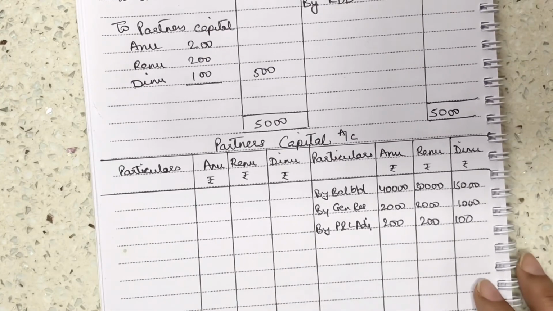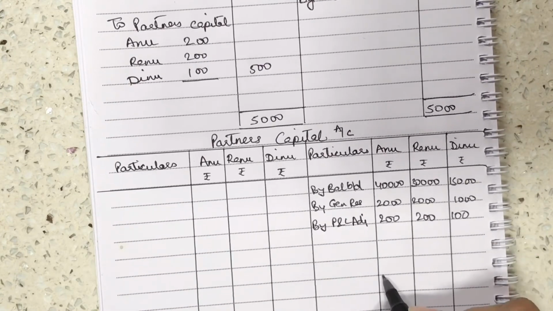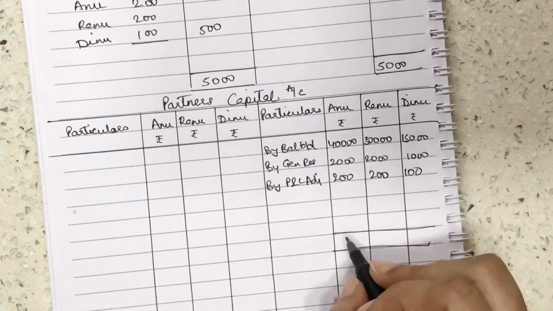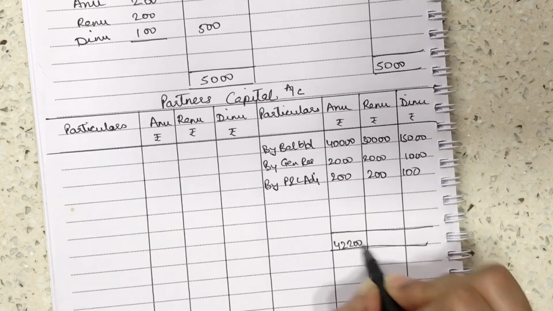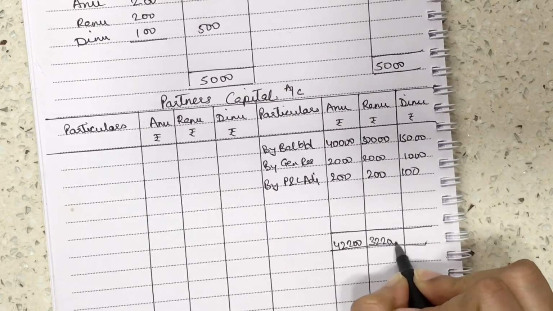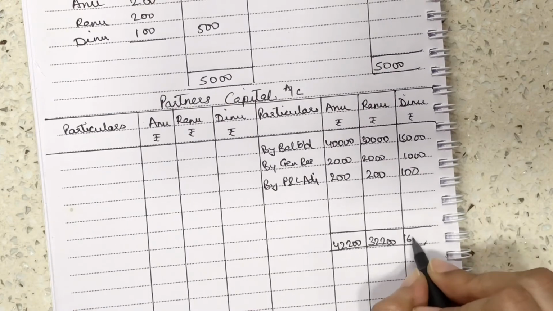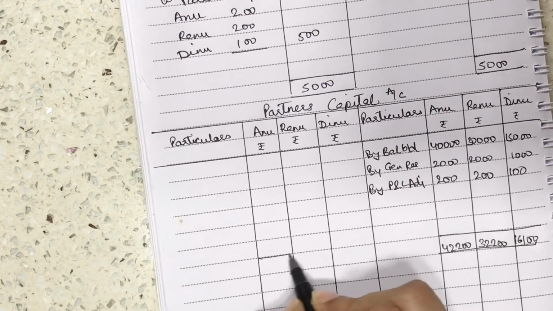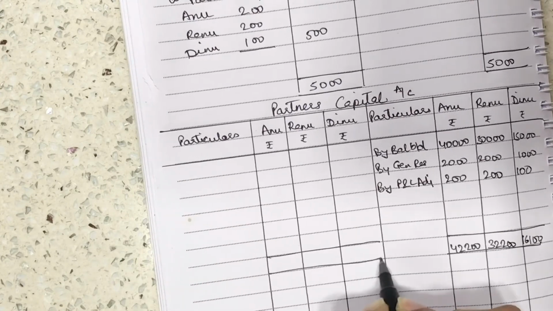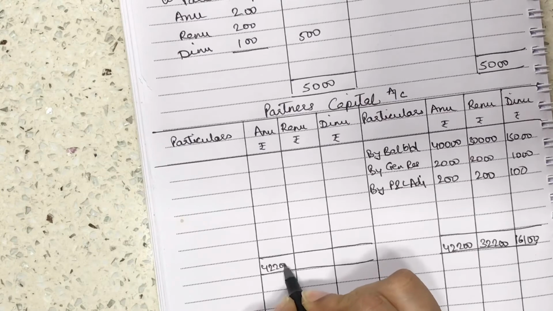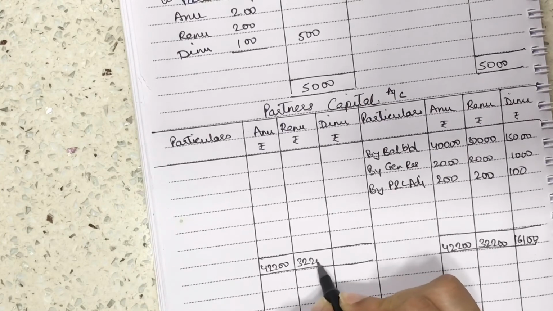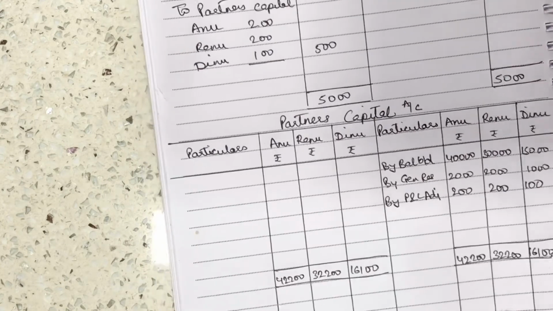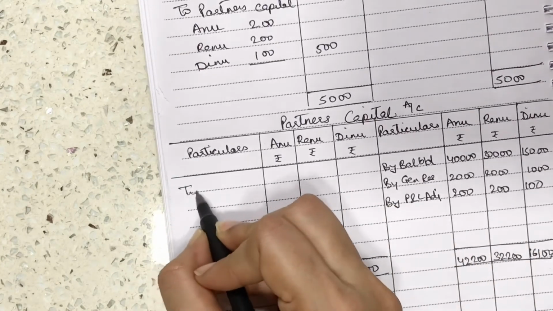Okay. Now let us find out the balance. The balance here is 42,200, 32,200 and here it is 16,100. Now same thing here, 42,200, 32,200 and 16,100. So let us find what is the loan and how much is to be paid by bank.